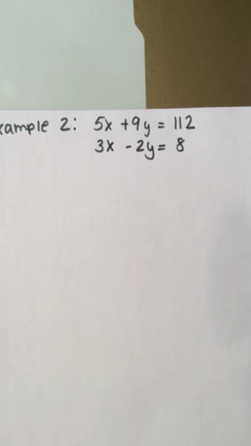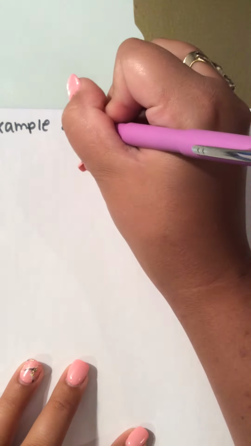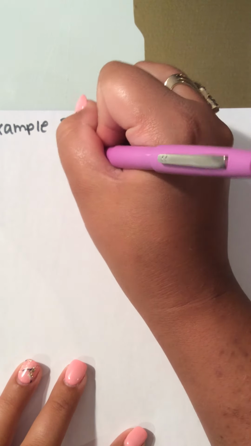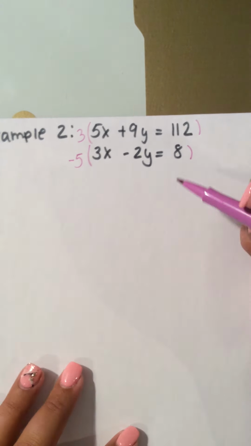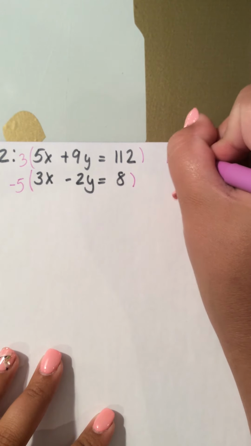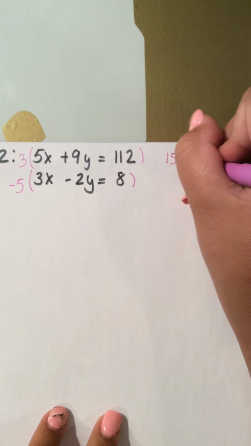I'm going to choose to get rid of my x's. You can get rid of your y's if you want. So I'm going to multiply this top one by 3 and this bottom one by negative 5. And the reason why I'm doing that, one positive, one negative, when I add these, they're going to cancel out. So 3 times 5 is 15. Tack on that x. 9 times 3 is 27.